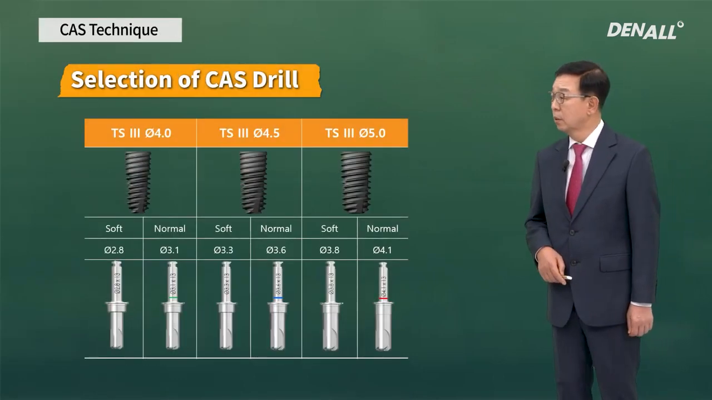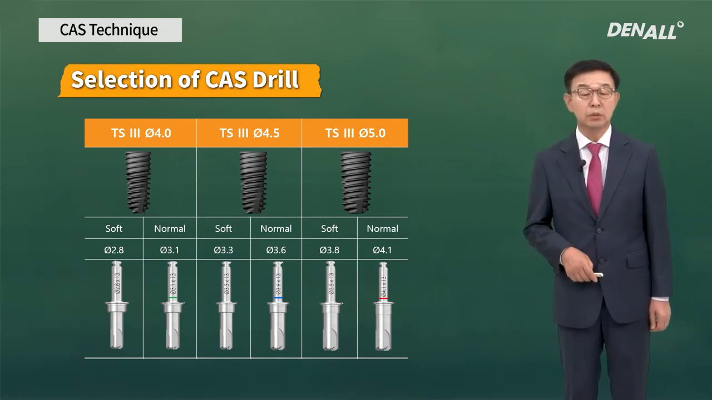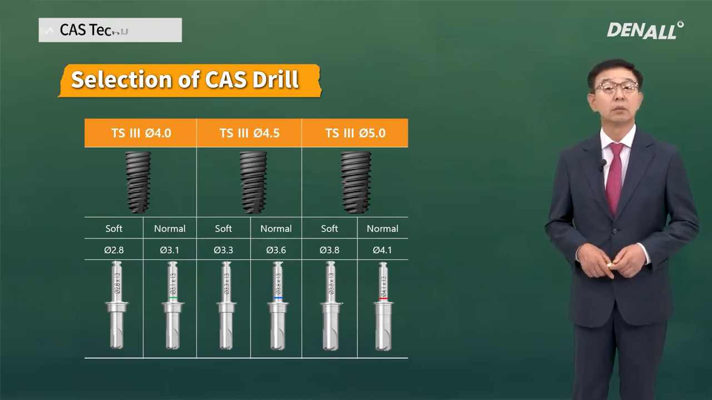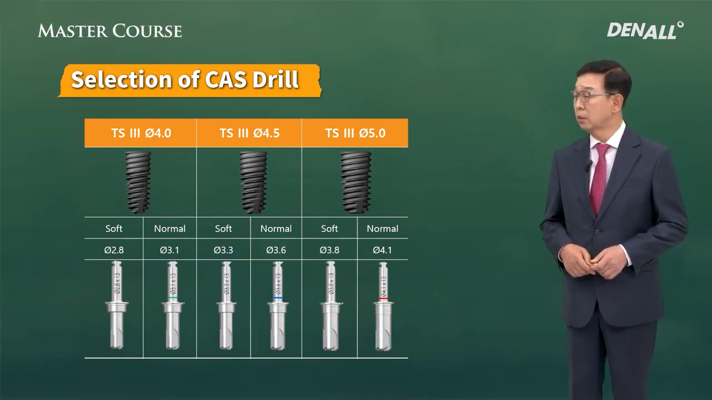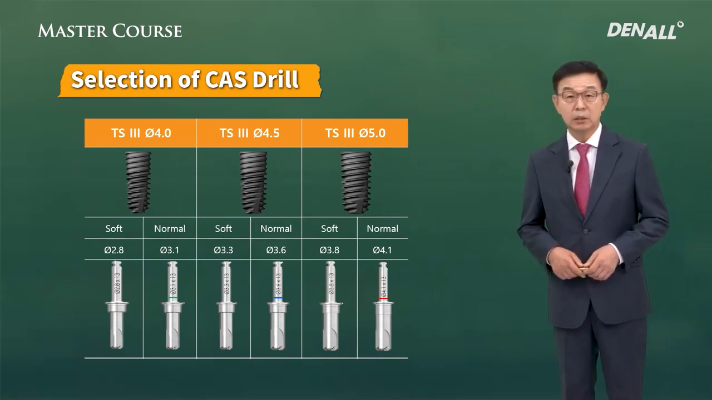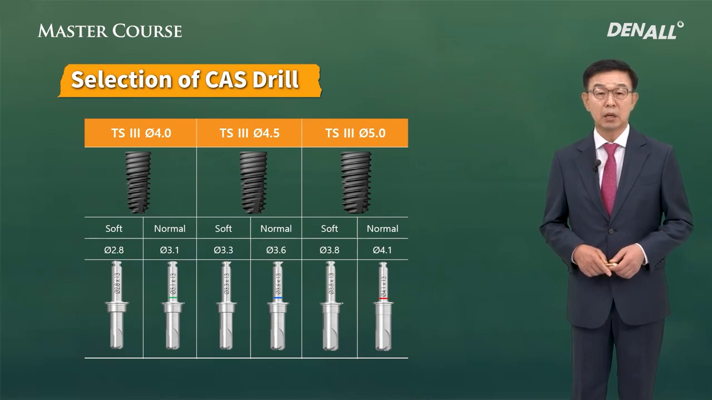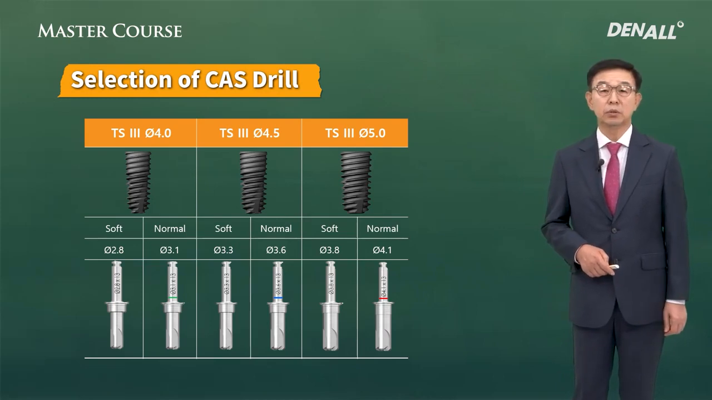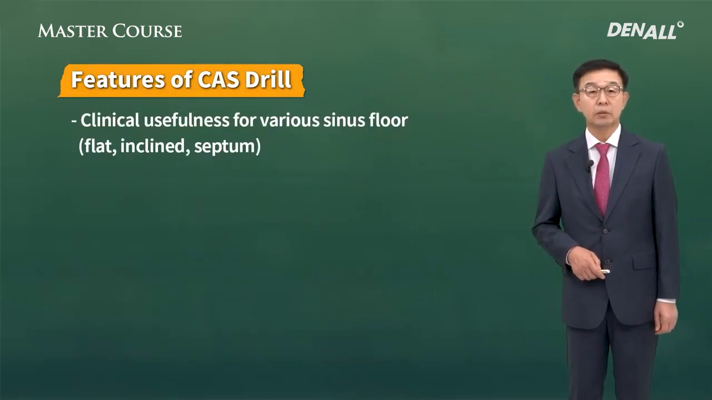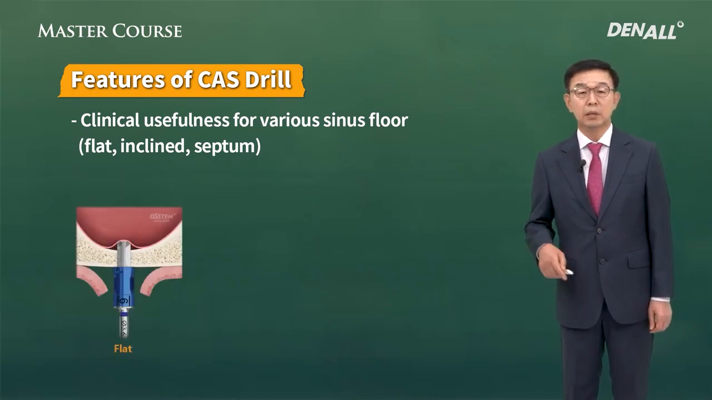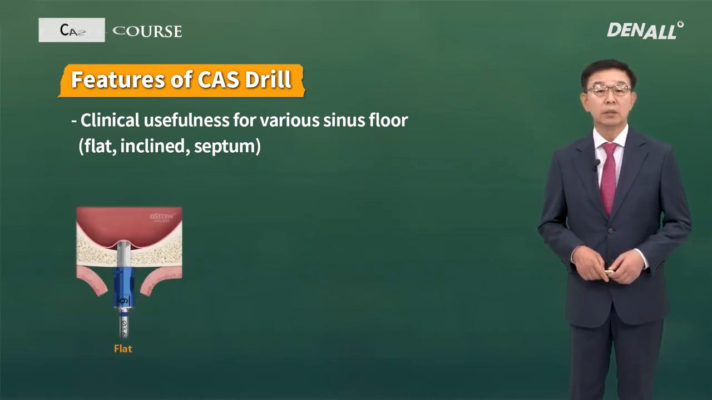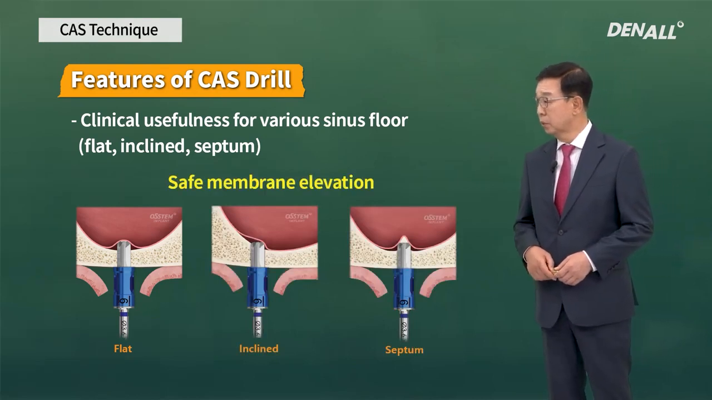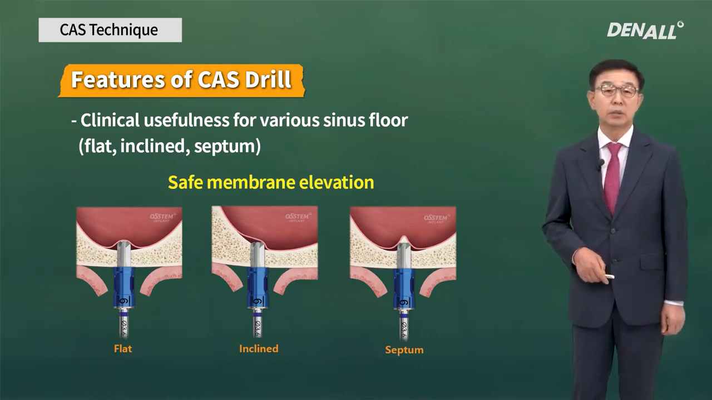When you use the CAS drill, you do not need additional tools to place the implant. If you want to place a 4.5 implant, for soft bone, you can drill up to 3.3. For hard bone, you can drill up to 3.6. And without additional tools, you can place the implant. This is a major benefit. Traits of the CAS drill. You can use this for the crestal approach, not just for a flat sinus floor, but in inclined areas and where septa exist, without membrane perforation.